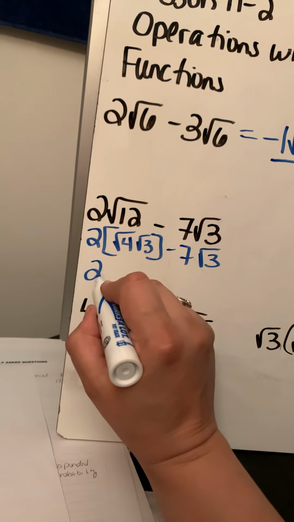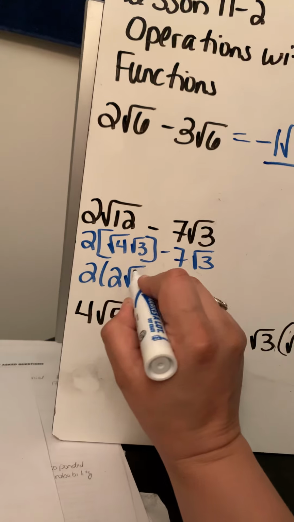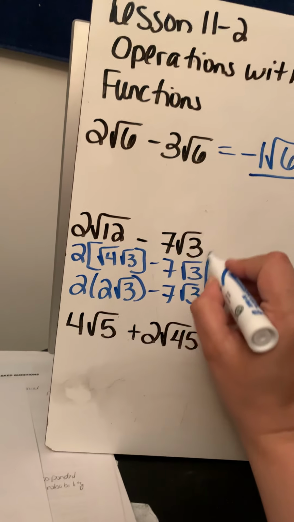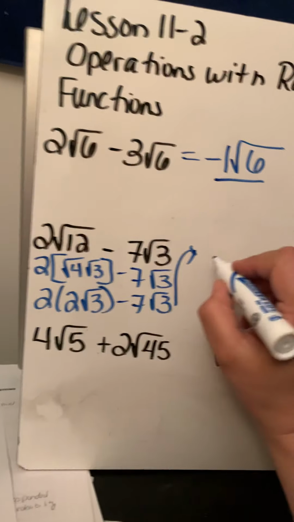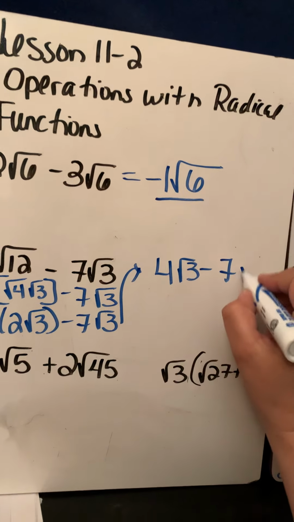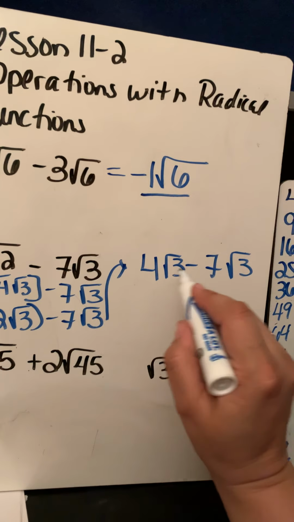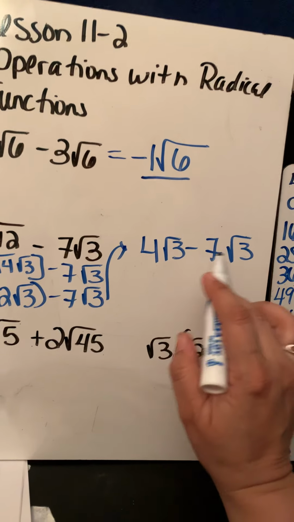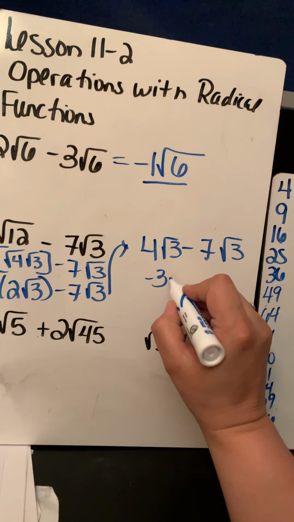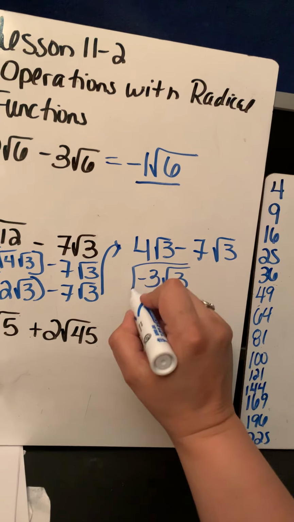So basically, let me write this out. It would be 2 root 3 minus 7 root 3. So I'm going to come on up here. So 2 times 2 is 4. So now I have 4 root 3 minus 7 root 3. Now I can combine my like terms. So what's 4 minus 7? Negative 3 root 3. Done.